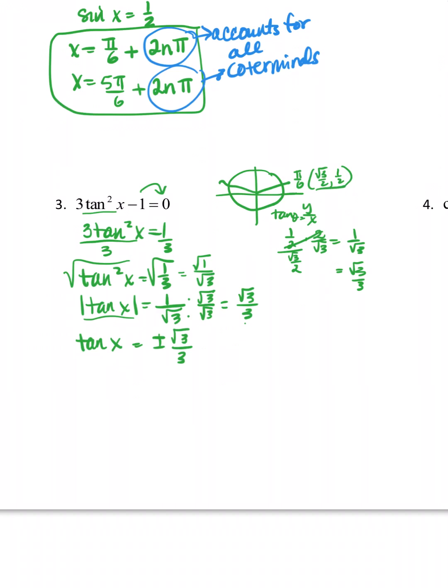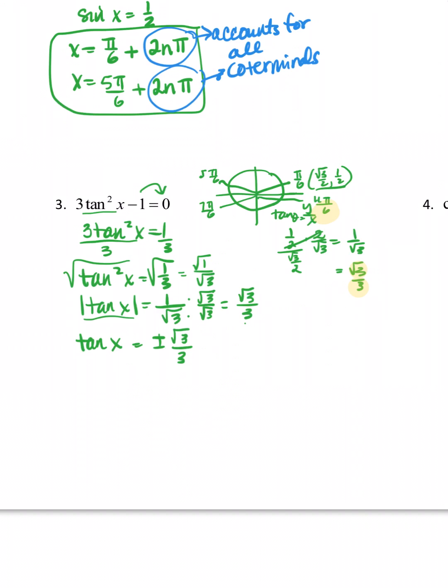This same pattern will occur at pi over 6, at 5 pi over 6, down here at 7 pi over 6, and at 11 pi over 6. So the way I remember it is the 6 is the 3's added together. That's how I remember it. The pi over 6 angles have a tangent of square root of 3 over 3.